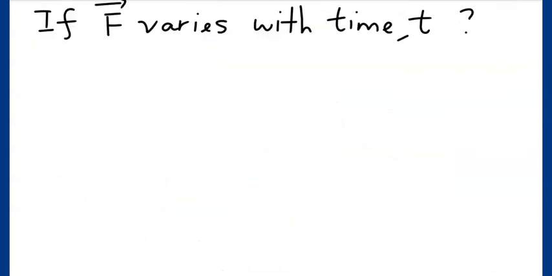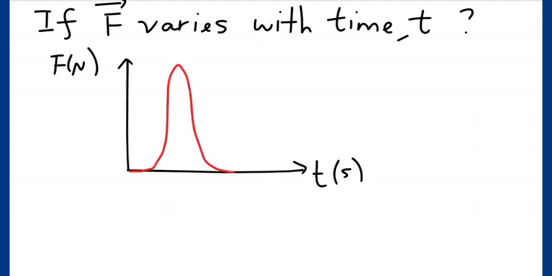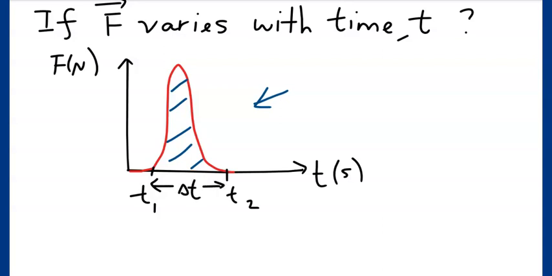Now what if the force F during collision is not a constant, but it varies with time t, as shown by the following graph? As you can see, in this case, the graph is not a rectangle as we presented before, but it has an irregular shape to it. Now let's say, as before, the force starts to act from t1 seconds to t2 seconds, and of course t2 minus t1 is delta t, the very small time interval.